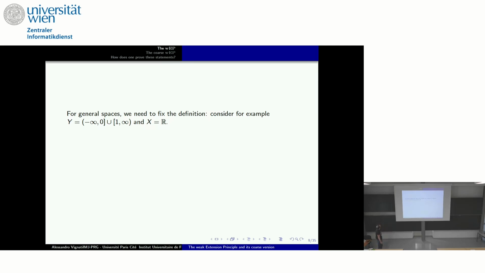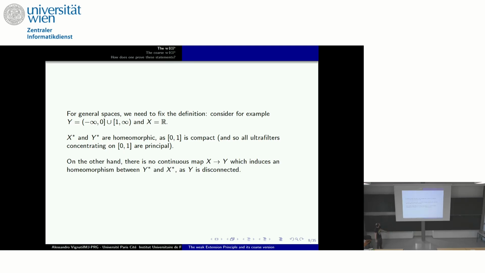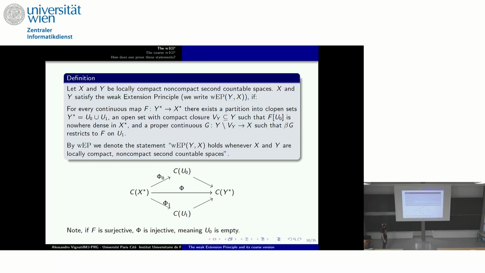So let's consider, for example, the reals on one side and on the other side, just remove 0, 1, the open interval 0, 1. Now, these two spaces, the remainders are homeomorphic, right? Because the closed interval 0, 1 is compact, essentially, so you cannot have non-principal ultrafilters concentrating on that. But good luck finding a continuous map from X to Y which will induce a homeomorphism, because X is connected and Y is not. So you would either concentrate on the left or on the right, and you will never get a homeomorphism. So how do you fix that? Well, I will allow you to remove compact sets from either left or right. That's the plan. And this gives the following definition.